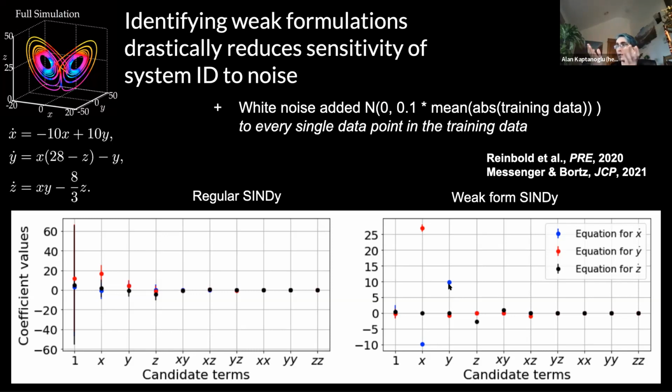So the weak form is exactly getting the equations right, despite all the noise we've added, and even has pretty small error bars. The error bars are because we fit like 100 models and then looked at the variance. But you can see regular SINDy totally gets everything wrong. It can't handle this level of noise and just gives spurious results for basically all the coefficients. So the takeaway is the weak formulation really, really helps with significant noise.